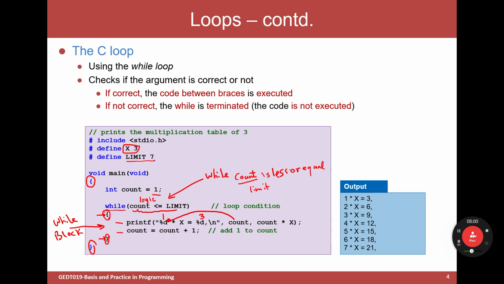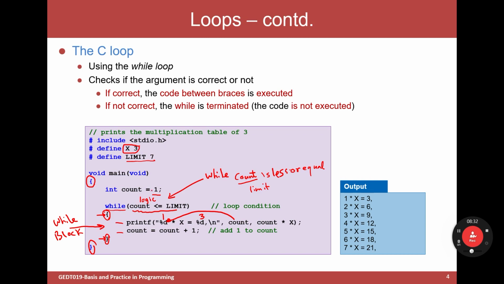So if the logic here, count is less than or equal to limit, is true, run this block. Then you finish the block, you run this line, and then you check the logic again one more time. If the logic is still valid, run the block again, and then check the logic again. Keep doing that until the logic is not valid.